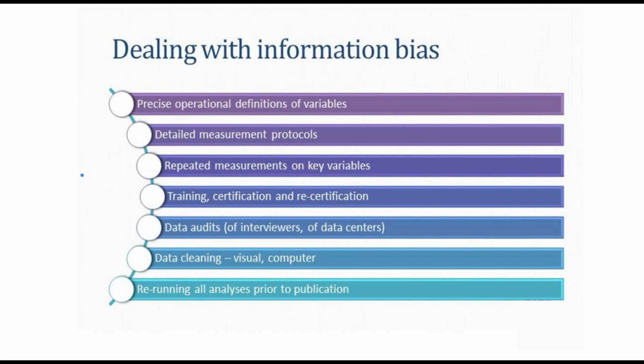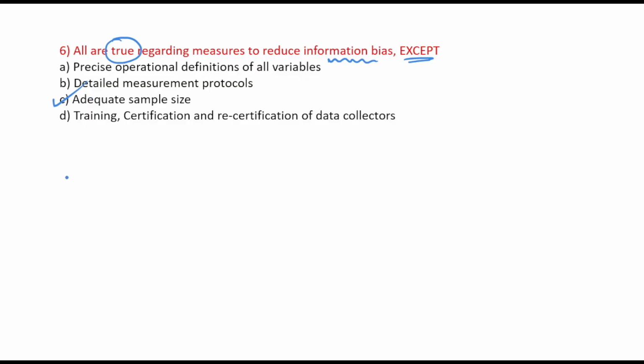Let us see over here. These are all the steps while you are dealing with the information bias. This has to be kept or imprinted in our minds. In our question they have asked precise operational definitions of all the variables. Yes, this was present. Secondly, they have mentioned detailed measurement protocols. Yes, even this was mentioned in the question, and it is also present in this list. Third, they have spoken regarding the adequate sample size. The adequate sample size is not listed in the steps in dealing with the information bias. So that was the answer for our question.